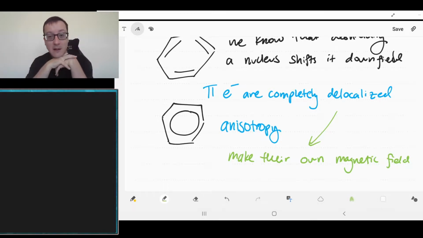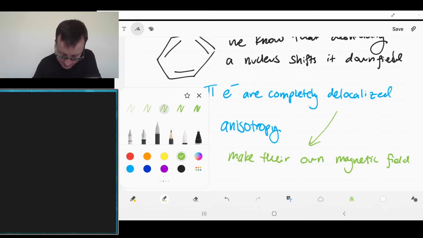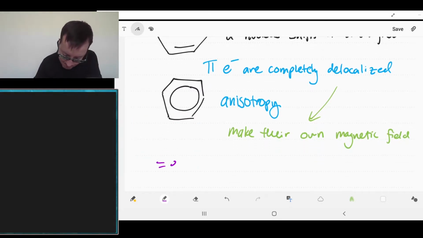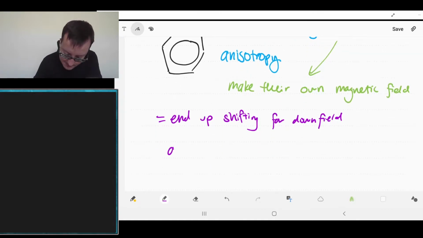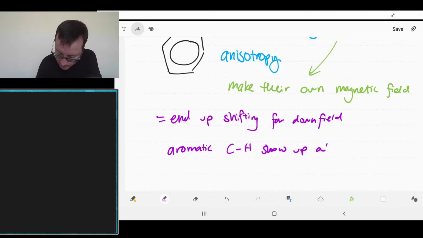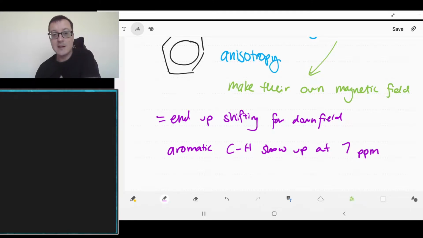disrupt the normal interactions we would expect to see. And so this magnetic field is much stronger than a plain old regular proton moving around. And suffice it to say that we end up shifting this far downfield. And that's why aromatics show up around 7 ppm, because of this anisotropy. So these electrons are making their own magnetic field that's going to interact in different ways, and we're going to end up completely deshielding these nuclei. And so as a result, we see aromatics around 7 ppm.